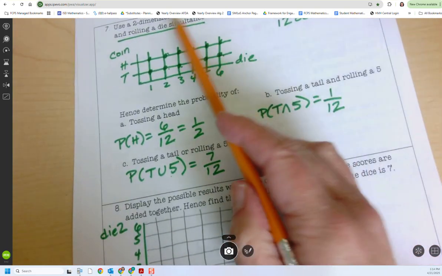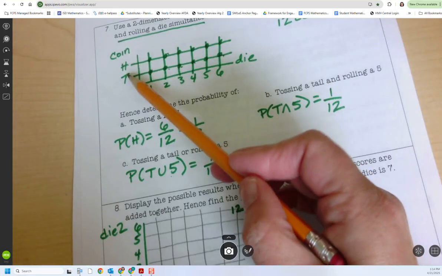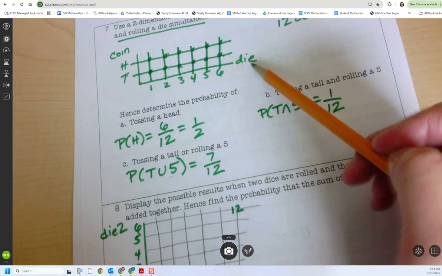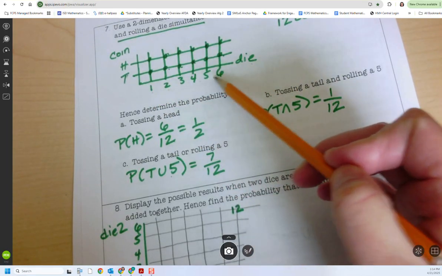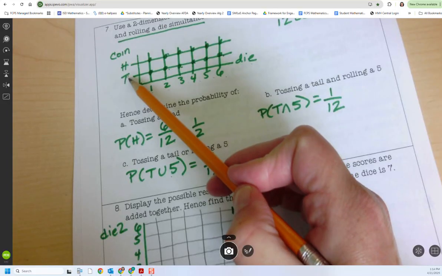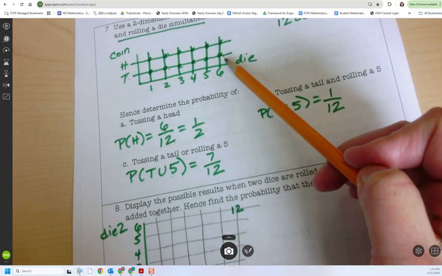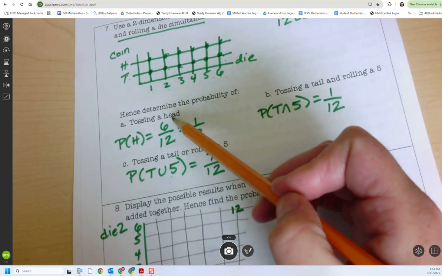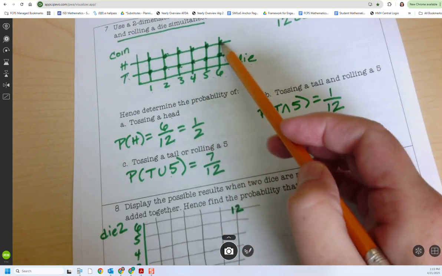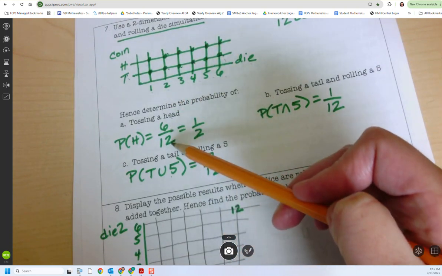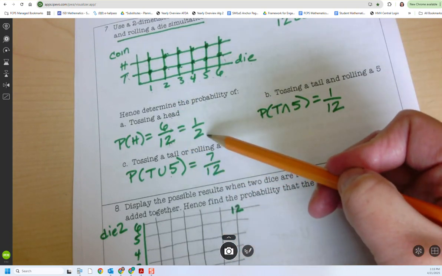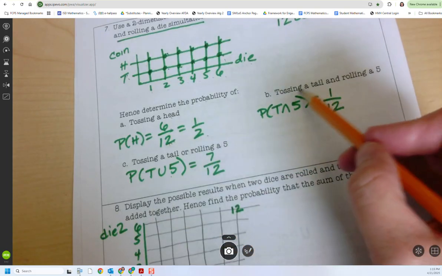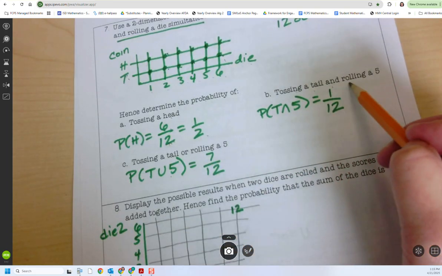Okay, here's the 2-dimensional grid for tossing a coin and a die. So the die could be 1, 2, 3, 4, 5, 6. The coin could be heads or tails, and these are the 12 outcomes. The probability of tossing a head, so there were 6 ways you could get a head out of 12 outcomes altogether, which is 1/2.